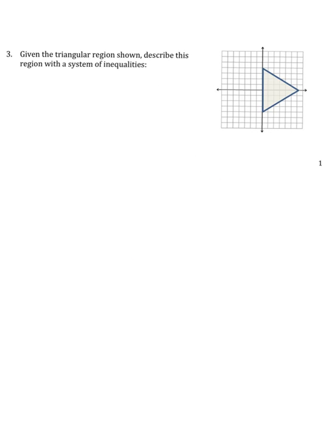Given the triangular region shown, describe this region with a system of inequalities. So the first thing I'm going to attack is this y-axis here, and that's otherwise known as x is equal to 0. However, we have shading to the right of that, so all values for x are greater than or equal to 0.